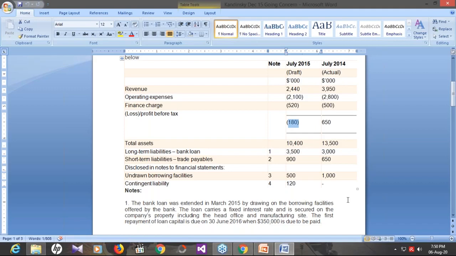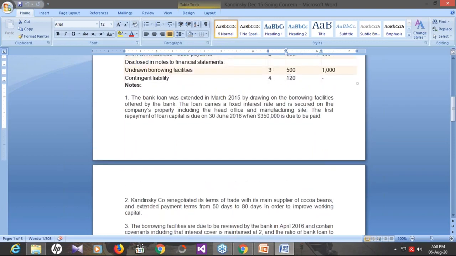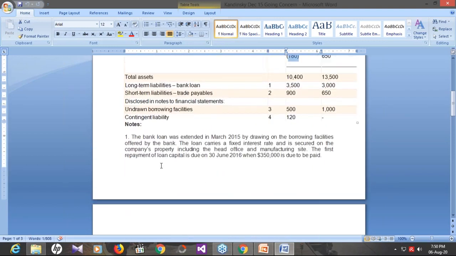So these are the notes: note number 1, note number 2, note number 3, and note number 4. So these are important. You can see the bank loan was extended in March 2015 by drawing on the borrowing facility offered by the bank. The loan carries a fixed interest rate and is secured on the company's property, including the head office and the manufacturing site. The first repayment of loan capital is due on 30th June 2016, when $350,000 is due to be paid.